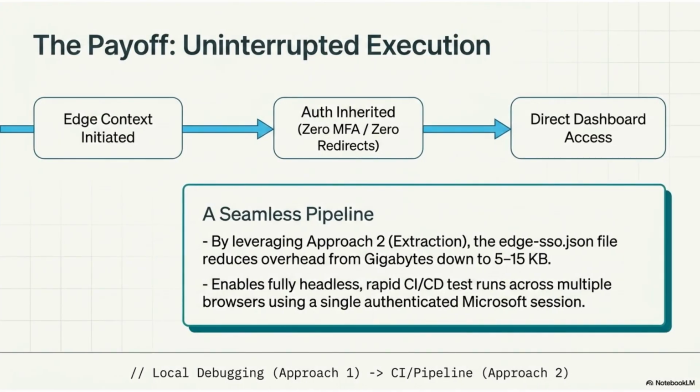The payoff is uninterrupted execution. By leveraging Approach 2, the extraction reduces overhead to 5 to 15 kilobytes. This enables a seamless pipeline with fully headless, rapid CI/CD test runs using a single authenticated Microsoft session.